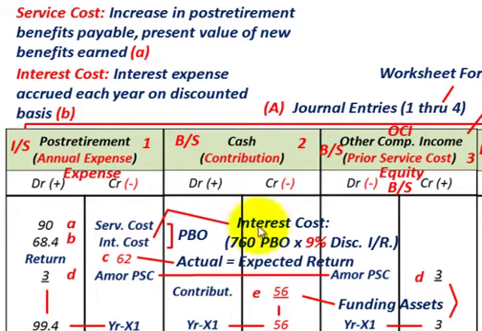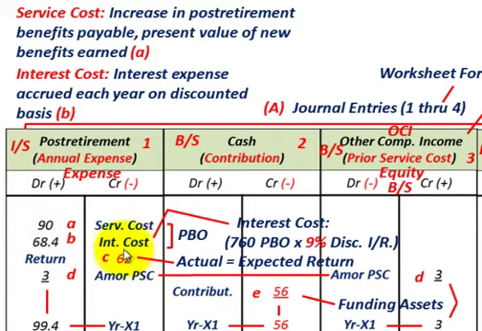Let's just look at it in this example. The interest cost is really the post-retirement benefits obligation at the beginning of the year, whatever that amount is, and I'm showing 760, or 760,000, times the discount interest rate. In this case, I'm just showing 9%. So 9% of the 760,000 is going to give us an interest cost of $68,400. So that again increases our post-retirement expense account.